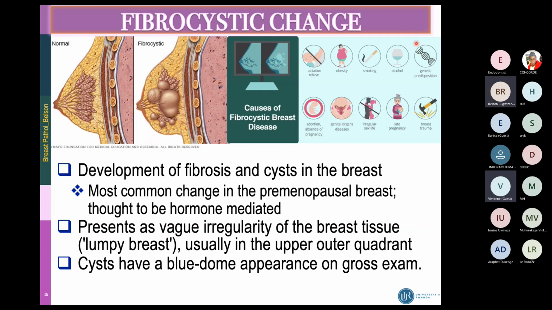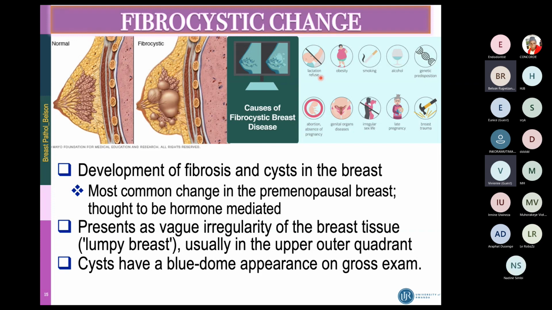So the causes are listed here. You have lactation refusal, which means someone who doesn't breastfeed. That is the reason I mentioned last time in the risk factors of breast cancer, for example. It is not just enough to have a child to be protected. You must breastfeed that child, because when you breastfeed, you prevent the development of these diseases, but also you decrease the exposure to estrogen, which will help you to prevent breast cancers also.